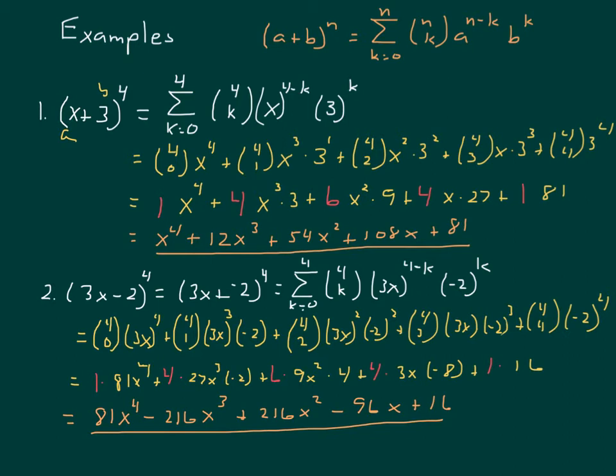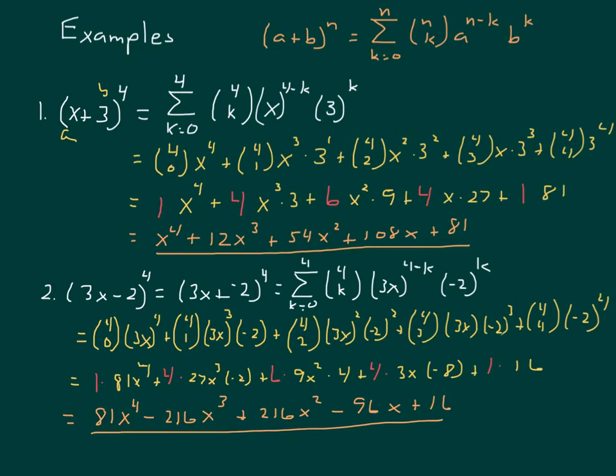At this point, I will now evaluate each one of these, and those will come out. If you do those on your calculator, you will get the numbers that are in red. So that will be 1 times x^4, plus 4 times x^3 times 3, plus 6 times x^2 times 3^2, which is 9, plus 4 times x times 3^3, which is 27, plus 1 times 3^4, which is 81. And so when I simplify that, I will get x^4 plus 12x^3 plus 54x^2 plus 108x plus 81.